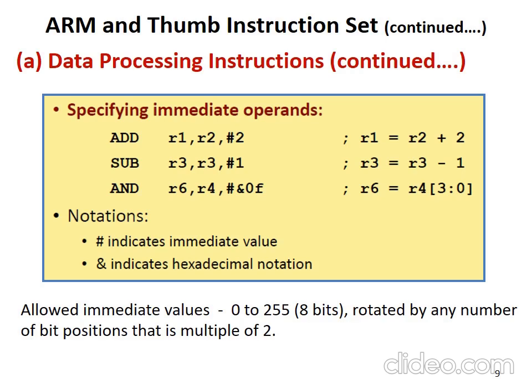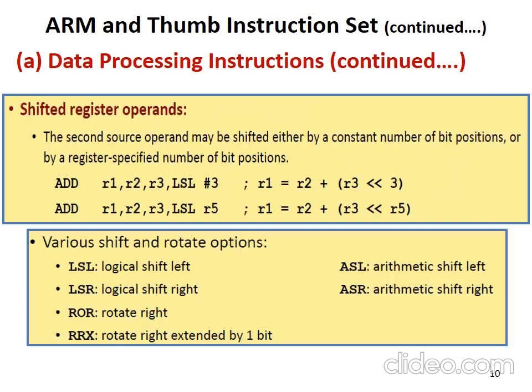Subtract R3, R3, here the source and destination register are the same, the R3 register. Here R3 is loaded with the contents of R3 minus the immediate operand value 1. And R6 R4, the ampersand sign is to indicate a hexadecimal operation. Hash indicates immediate value and ampersand indicates hexadecimal notation. Allowed immediate values here in ARM are 0 to 255, that is only 8 bits, which can be rotated by any number of bit positions that is a multiple of 2.